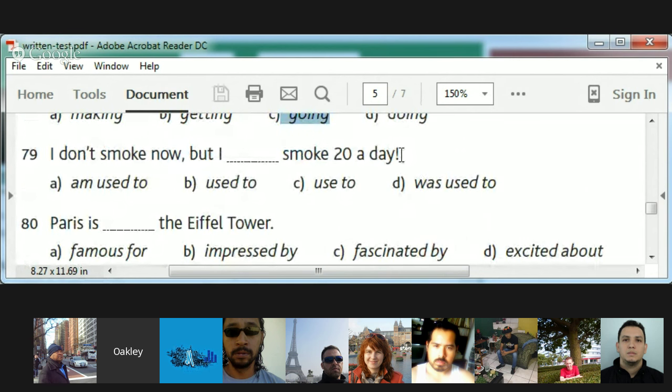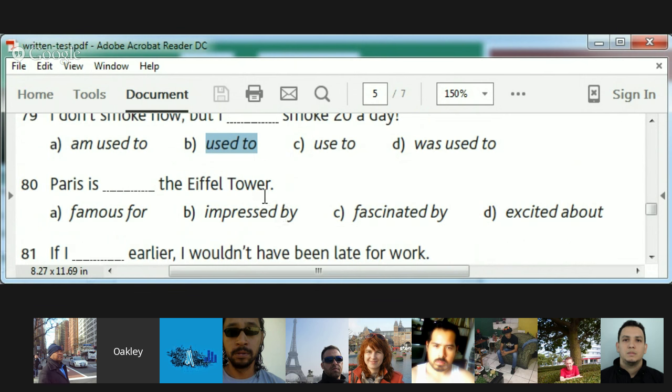Lena, 79. "I don't smoke now, but I used to smoke 20 a day." Yeah, "used to." Using this construction "used to." First time we've seen this. About time. This construction is basically used as if it were its own verb tense to talk about a past regular action or something that was true in the past that is not true now. Very good. You are correct.